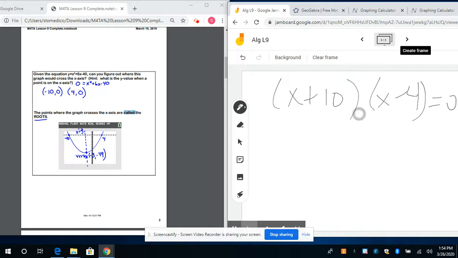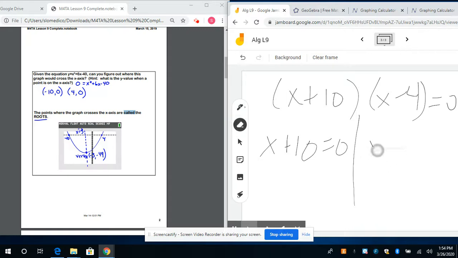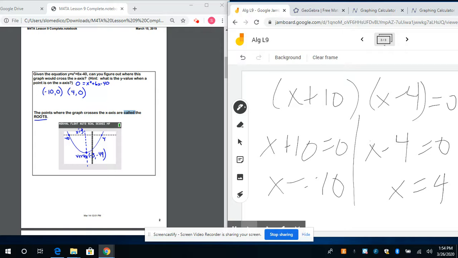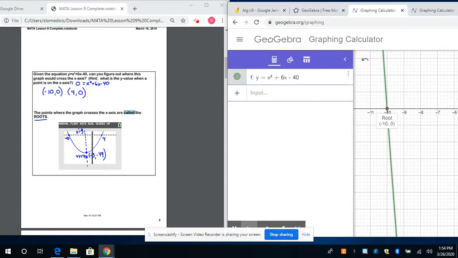You're setting both equal to 0. So we have x plus 10 equals 0, x minus 4 equal to 0. So then x equals negative 10 and x equals 4, right? 4 minus 4 is 0. Negative 10 plus 10 equals 0. So these are my two solutions, as was shown on GeoGebra on the graph.